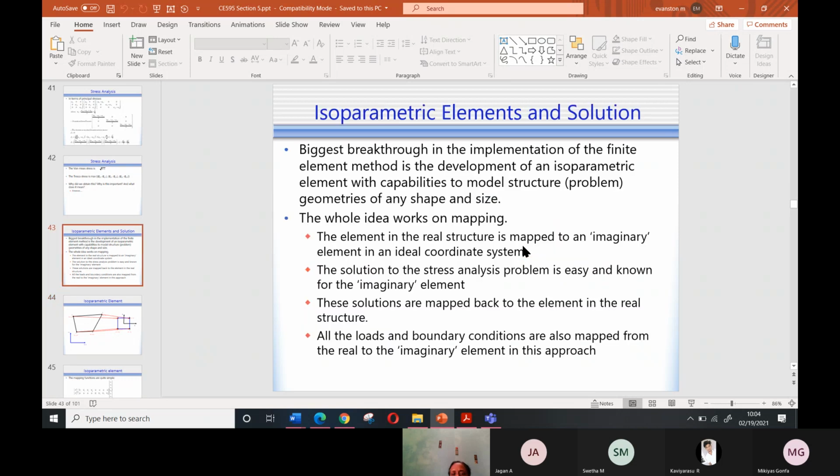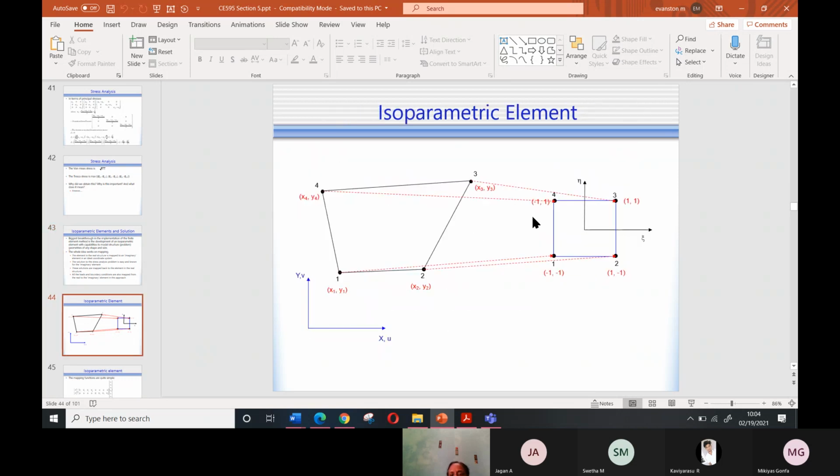So this is the actual element. You are able to see a quadrilateral. This is being mapped with this rectangle element. If you take this rectangle element, you will have +1 and -1 in the x and +1 and -1 in the y coordinates. So the real coordinates are x1, y1, x2, y2, x3, y3, like that.